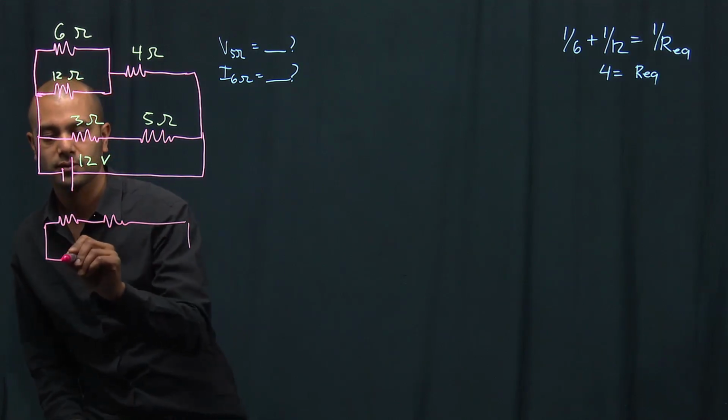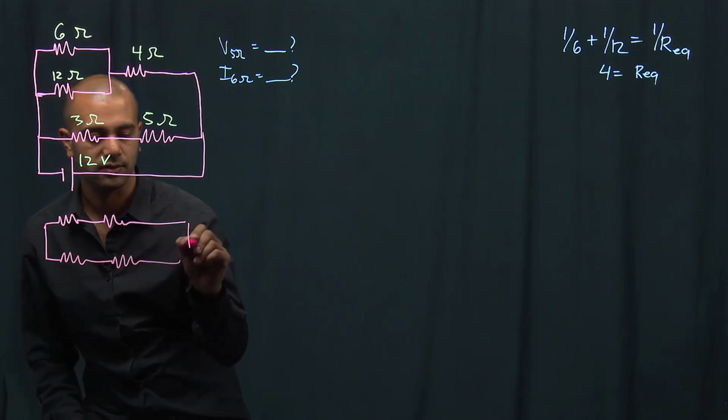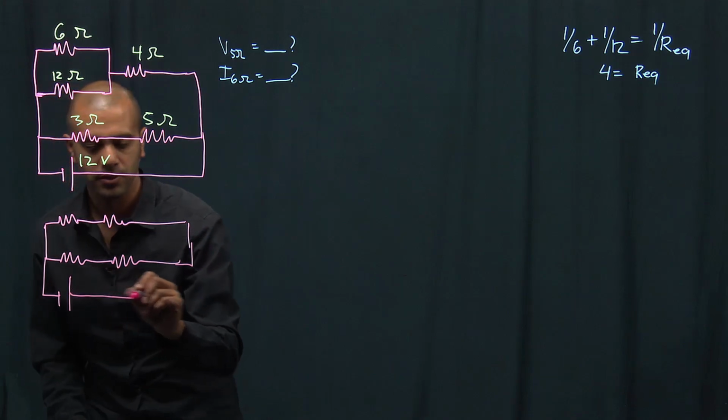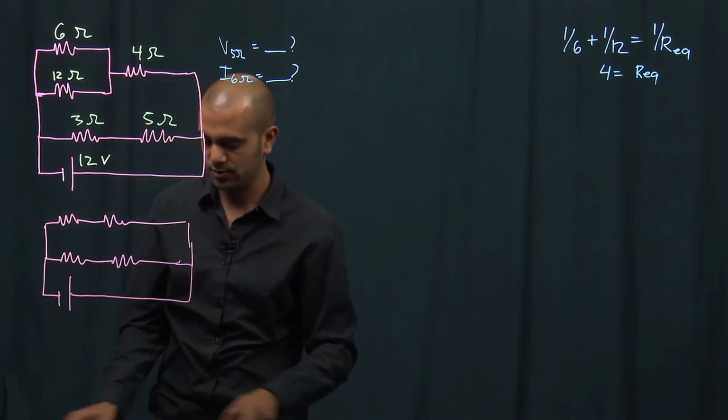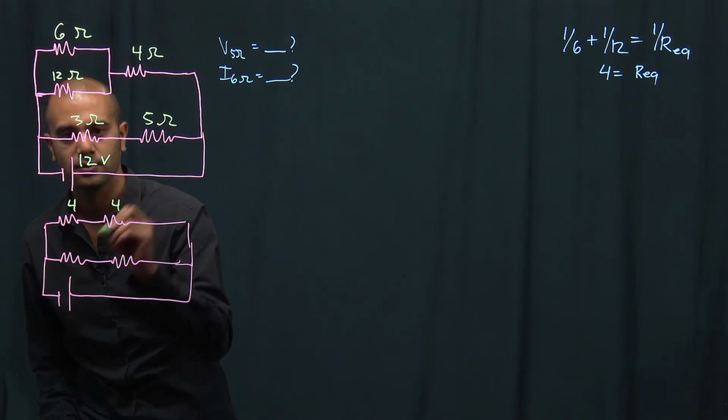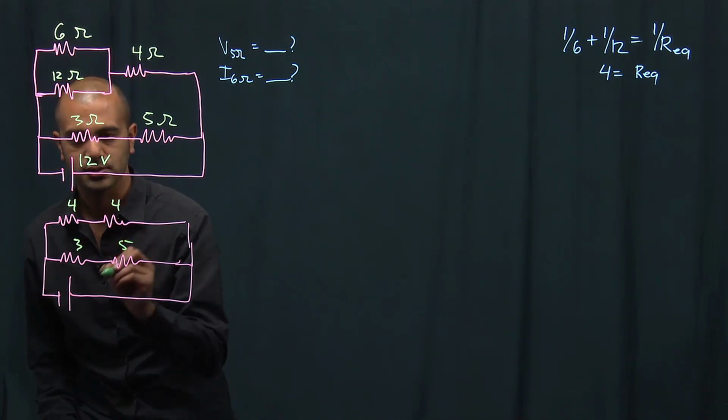So now on the top branch, we have 2 4 ohm resistors. And on the middle branch, we still have the same 3 and 5 ohm resistors. So I'll just write 4, 4, 3, and 5. And then the battery is still there, of course.